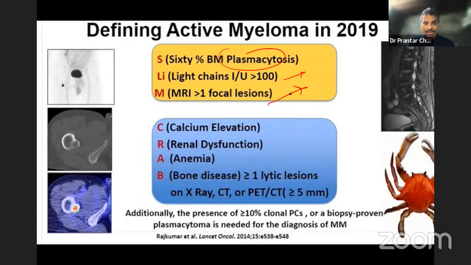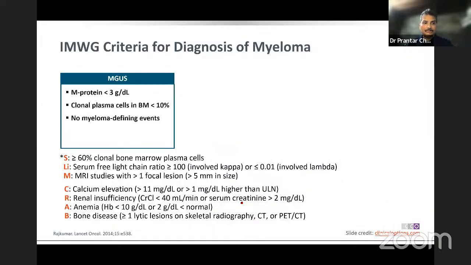And additionally, as I told you, presence of 10 or more percentage of clonal plasma cells, or suppose there was a lesion in the vertebra and you did a biopsy while fixing it. Plasmacytoma is adequate also if it is associated with SLiM CRAB. So then you have a spectrum. Everything is not myeloma. So it is a plasma cell disorder. If the M protein is less than 3, clonal plasma cells less than 10%, no myeloma defining events, that means you do not have SLiM CRAB, it is monoclonal gammopathy of undetermined significance.